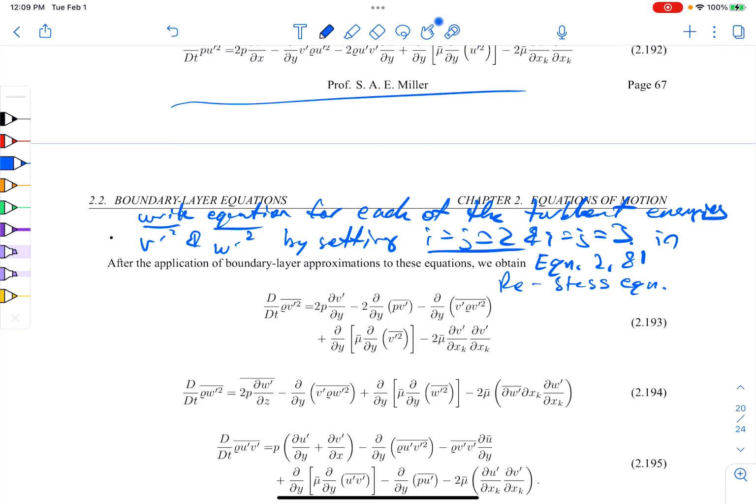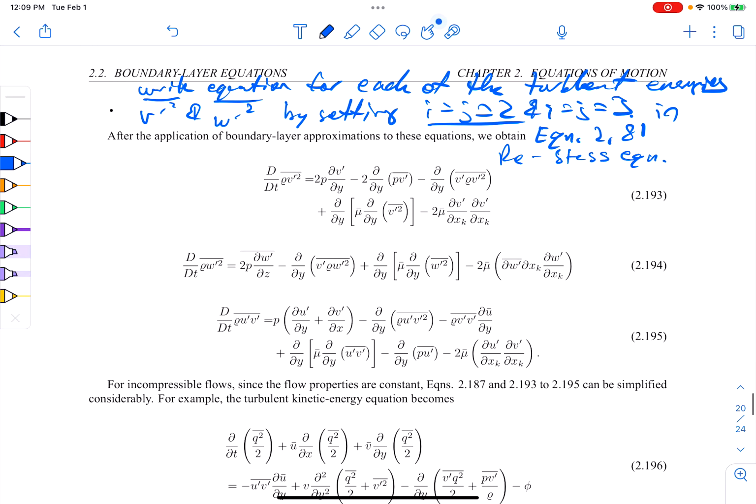And then we can write a single equation for the shear stress by letting I equals 1 and J equals 2. So we have now single equations for shear stress. And that might also be useful for doing something at the wall. So these prime variables should be going to 0 at the wall or become very small because we're in the viscous sublayer.